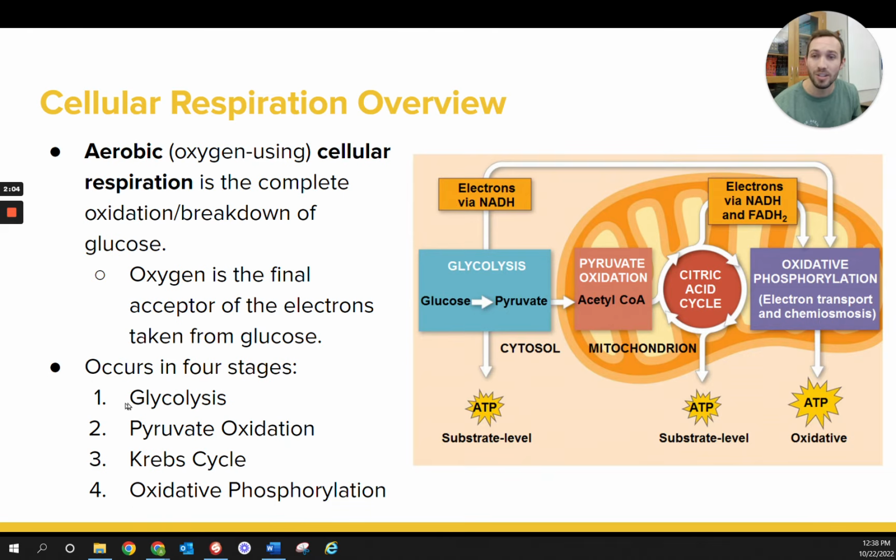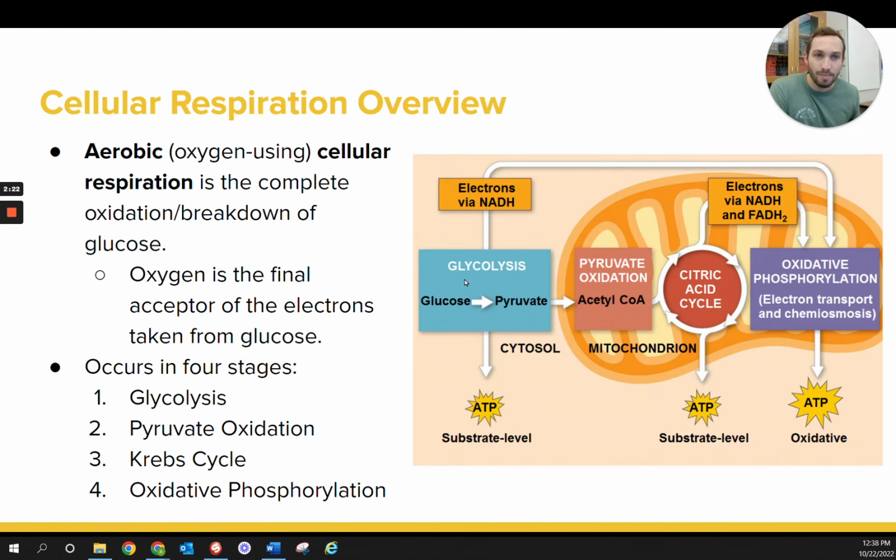Aerobic cell respiration, we could break into 4 stages, and in these notes we're going to look at the first 3 stages. This picture gives you a nice overview of what we're about to talk about. Starting with glycolysis, that takes place in the cytosol. So this process called glycolysis is outside of the mitochondria.